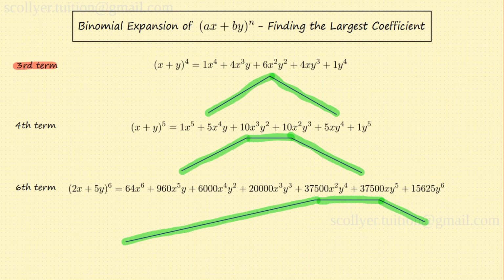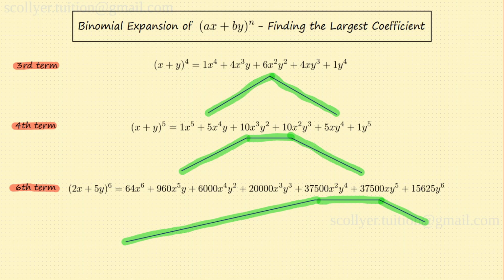For x plus y to the power 4, the coefficients do not start to decrease until we have passed the third term. For x plus y to the 5, the coefficients do not start to decrease till we have passed the fourth term. For 2x plus 5y to the 6, we have to pass the sixth term before the coefficients start to decrease. However, it's not at all obvious what will be the largest coefficient in any of these expansions, nor where it will occur.